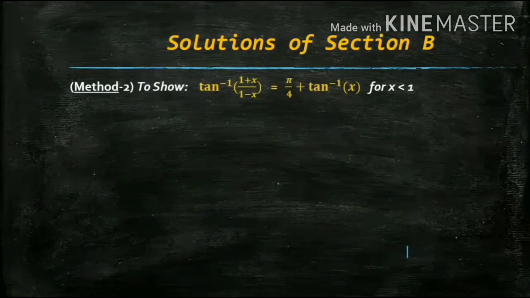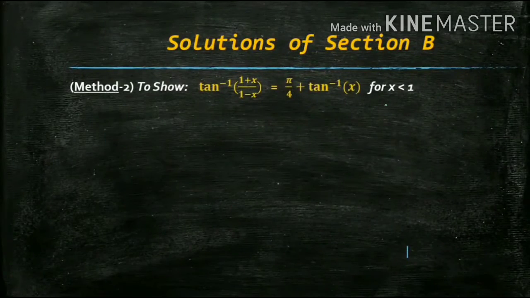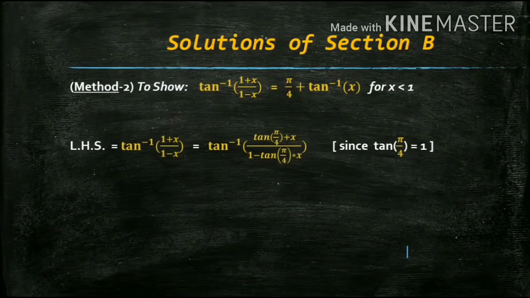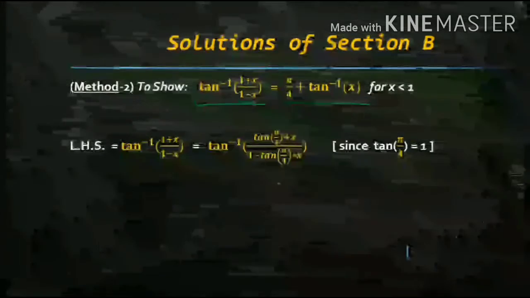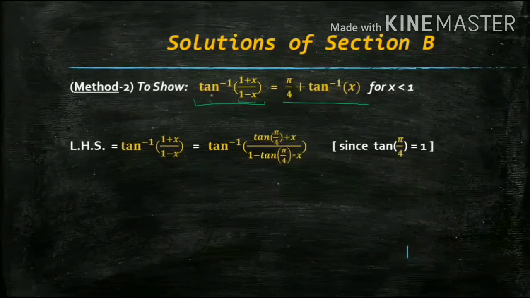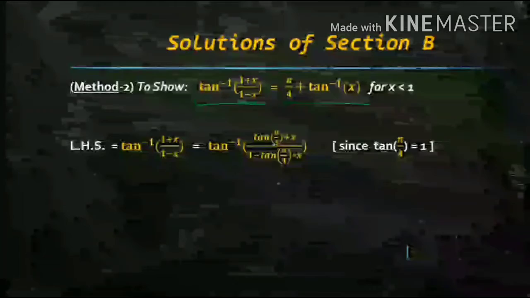So method 2: you have to show this thing for x less than 1. What you have to do is take the left hand side. For proving, you just have to take either the right hand side or the left hand side, but we can't do anything from the right hand side, so we'll take the left hand side. What's our aim? We have to convert the inside term into tan form, so that we can use the tan inverse of tan theta type form and get this answer. So, converting the inside term to tan.